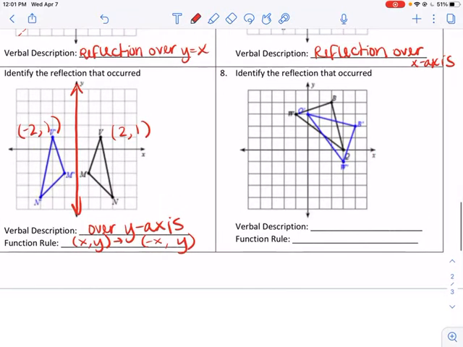Let's just make sure that that holds for another point for M. This was (-1, -2), and this one was (1, -2). So yeah, just the x coordinate swapped. By swapped, I mean it changed. It made it the opposite.